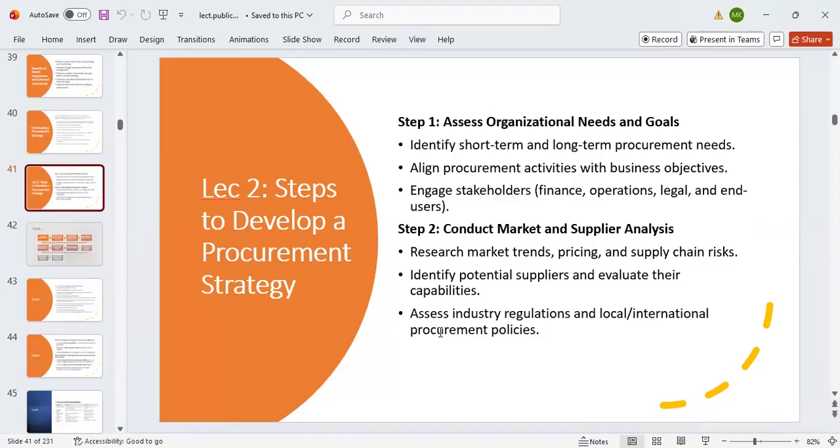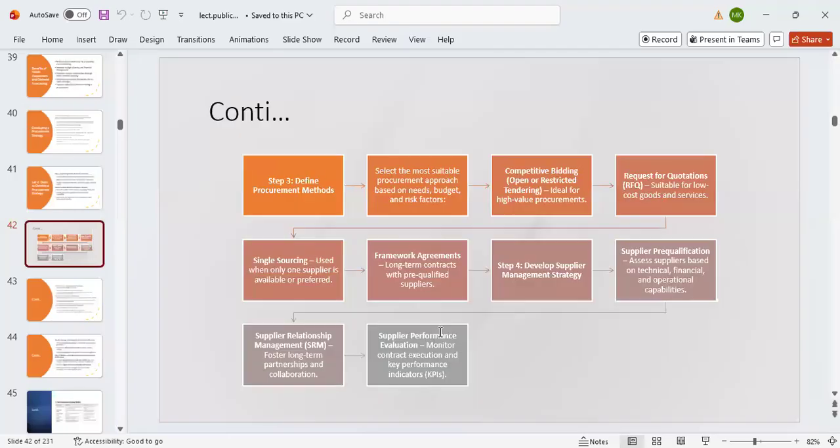The first step is to assess the organizational needs and goals. The second step is to conduct market and supply analysis. The third step is to define procurement methods, which we have highlighted, that we have several methods: national competitive tendering, sole sourcing, request for quotation, and framework agreements, which can be signed depending on the contract duration. So you can look at all those things.